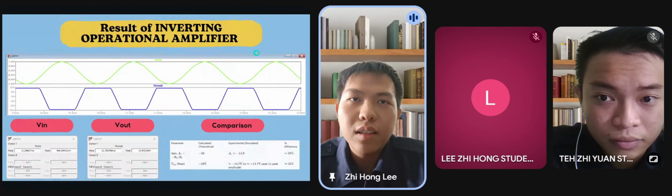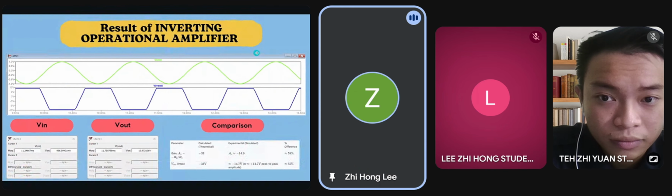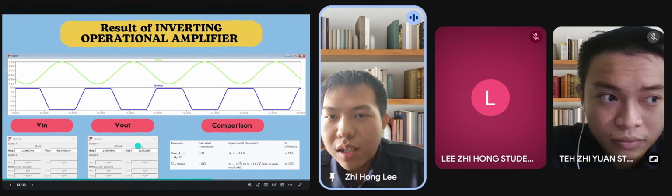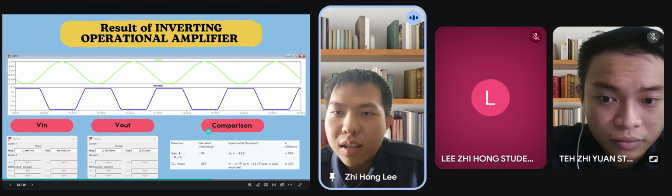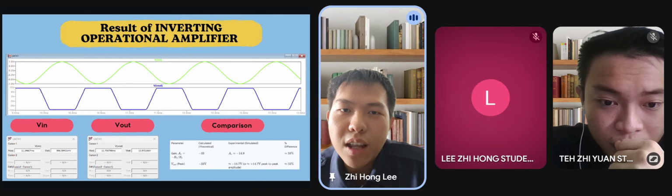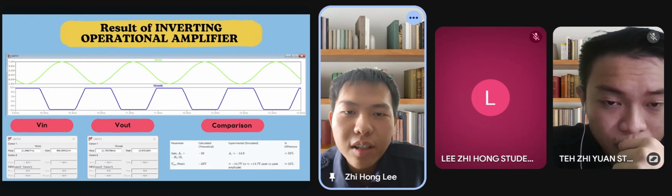This is our result for the inverting operational amplifier. You see this one is 1 volt, and this one is 30 volts. And this is a comparison of our theoretical calculation and the simulation result.